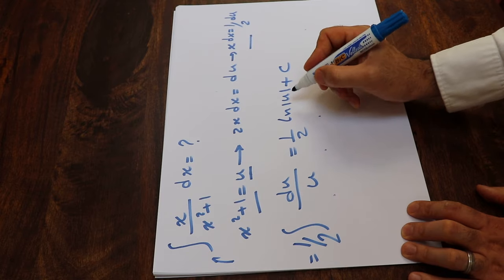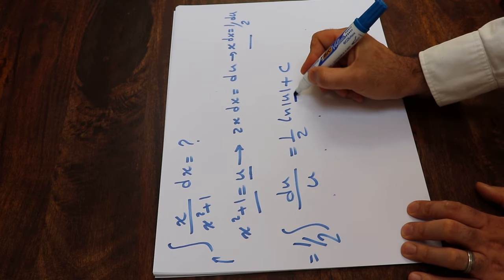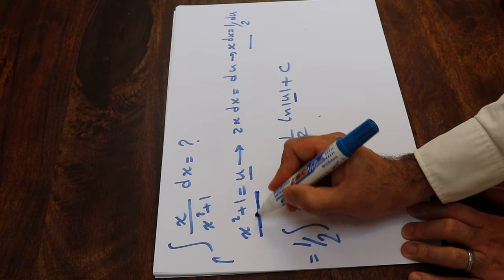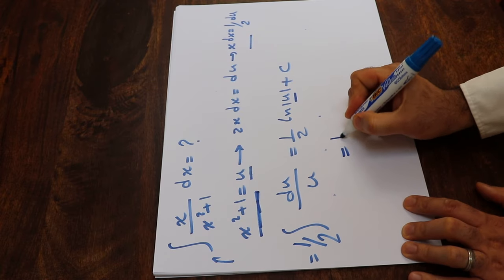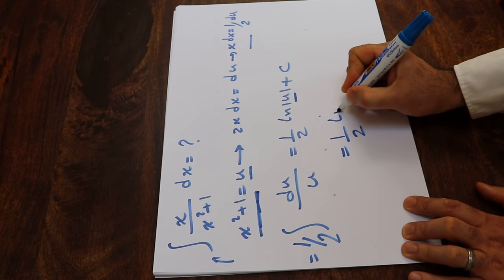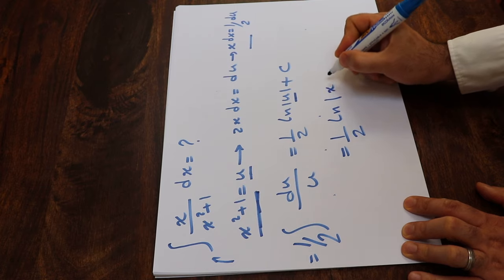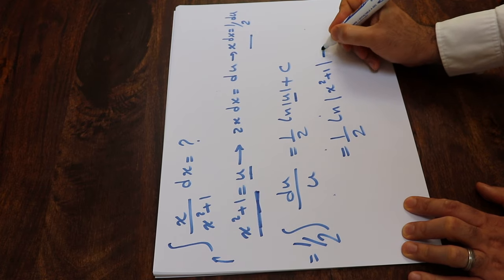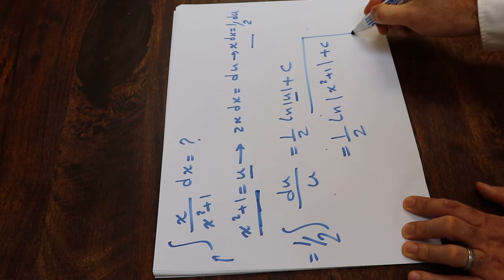So all you need to do is to substitute this parameter u with the definition of u, which is x² + 1. Therefore, this will be equal to 1 divided by 2 times ln (x² + 1) plus c, that's the constant of the integral.